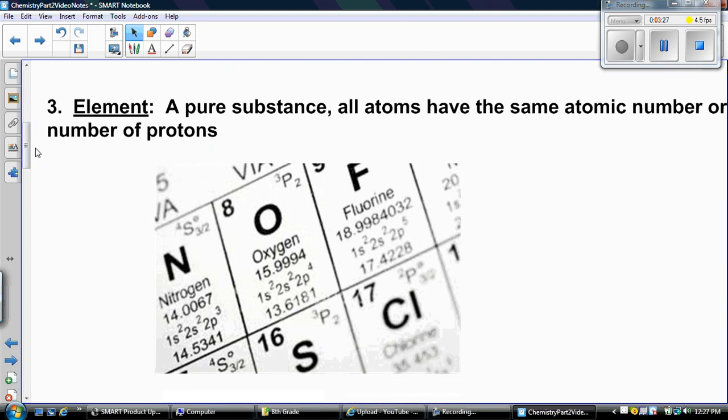An element, remember from 6th grade, is a pure substance. It can't be broken down into anything but what it is. All atoms of that element have the same atomic number or number of protons. So if you take a look at oxygen, if an atom has 8 protons, that's its atomic number, then we know that that element is oxygen because only oxygen atoms have 8 protons. Remember, protons do not change with an element unless you get to certain incidents, which I will get to later. Okay, so we look at the atomic number or the number of protons to define an element.